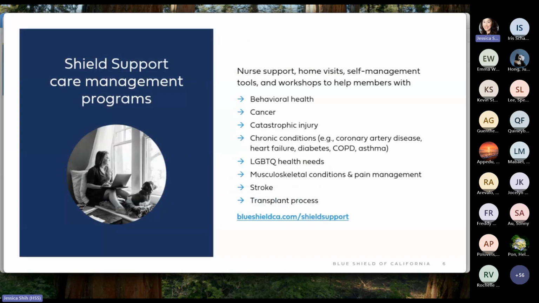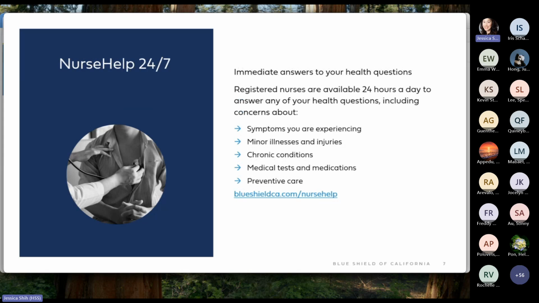Programs only available to the Access Plus and Trio members include Shield Support Care Management programs, which provide nurse support, home visits, self-management tools, and workshops to help members with behavioral health, cancer, catastrophic injury, chronic conditions, LGBTQ health needs, musculoskeletal conditions and pain management, stroke, and the transplant process. For additional information, you can go to blueshieldca.com/shieldsupport.